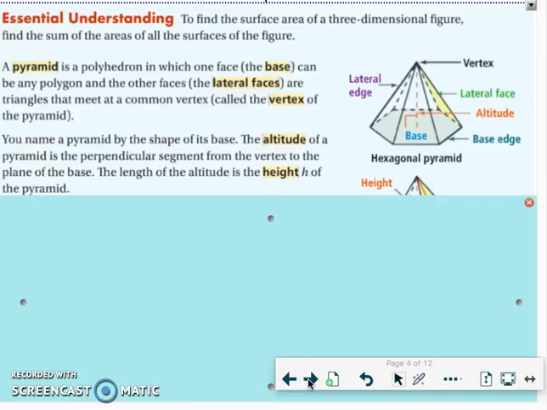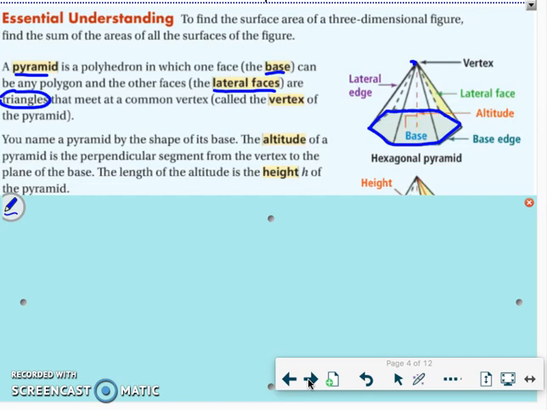The difference with a pyramid is that there's not two bases, now there's only one base. So you have any shape, any polygon on the bottom, and then just a point up top called the vertex. So a pyramid is a polyhedron in which one face, the bottom face, is called the base. That can be any polygon, and the other faces are called lateral faces, which are triangles.